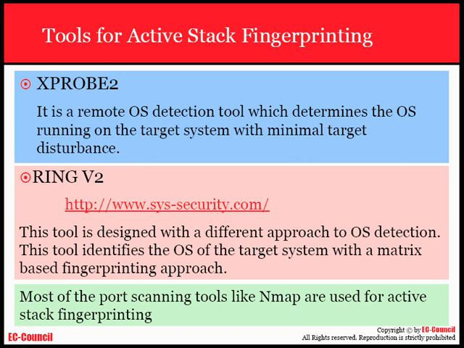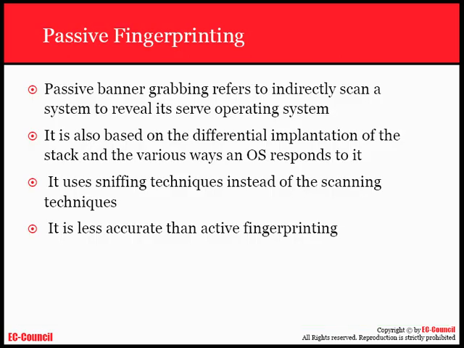Now most of these tools, Nmap and the other tools, are used for what's called active fingerprinting. Now passive fingerprinting is another matter. Passive fingerprinting is basically whenever I do something like banner grabbing, I indirectly scan the system and have it tell me what its operating system is. It's a little bit different, and it uses different sniffing techniques instead of actual scanning techniques. Now it's not going to be as accurate as active fingerprinting, but passive fingerprinting can still be helpful nonetheless.